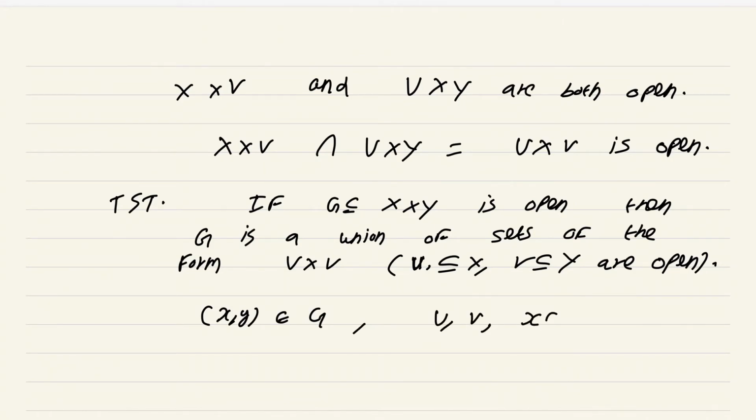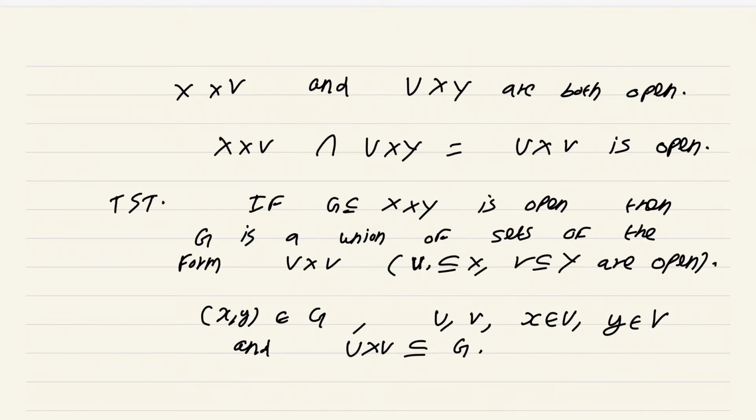X is in U, y is in V, and U cross V is a subset of G. Just a 30-second thought will convince you that this is more than enough. All we are doing is, given any point in G, we are squeezing a product U cross V between that contains this point and is contained in G, and this will show that G can be written as a union of sets of the form U cross V.